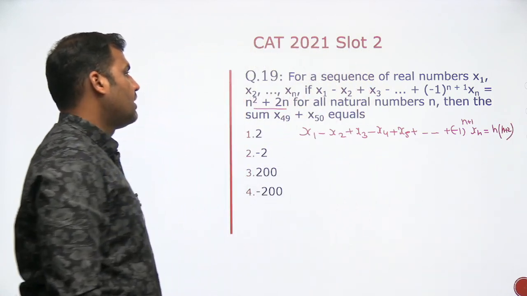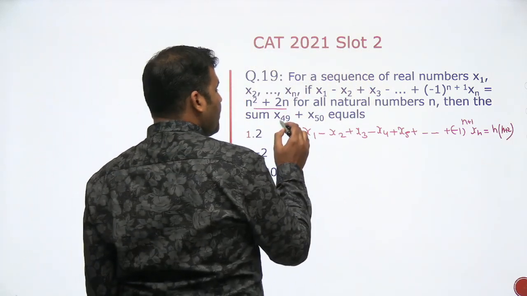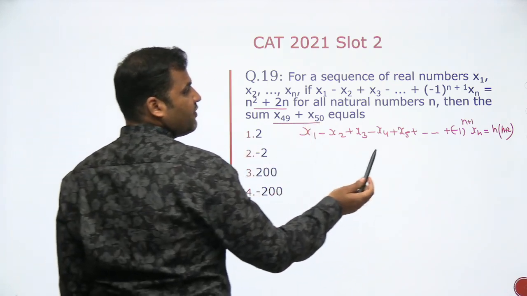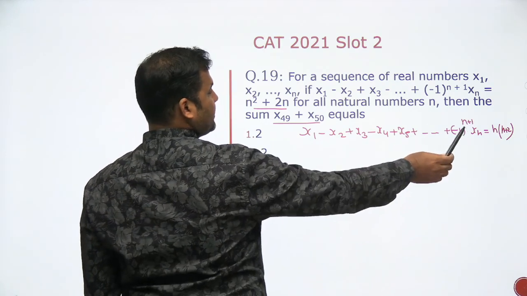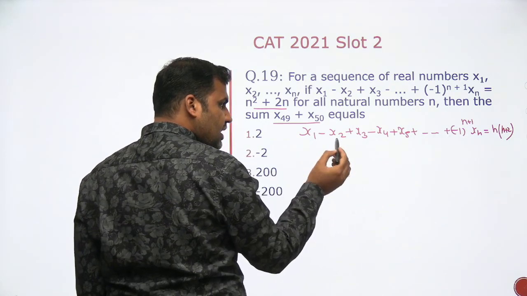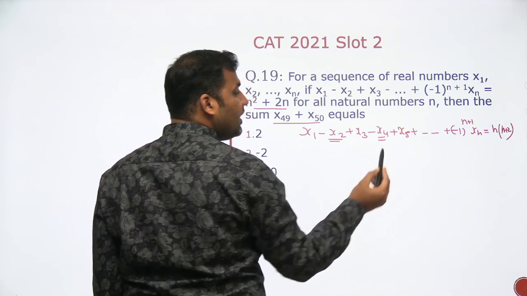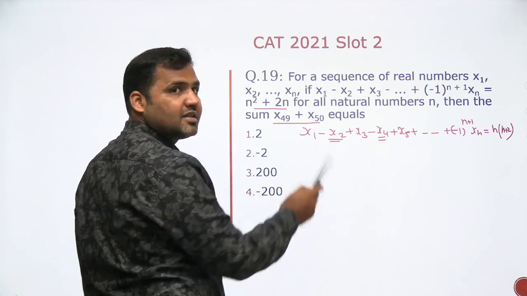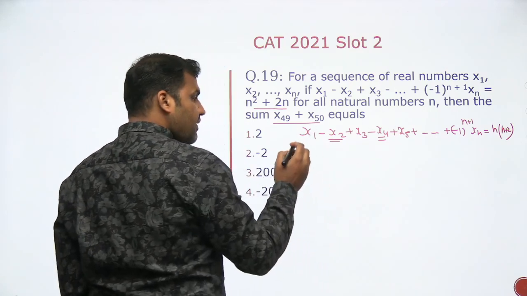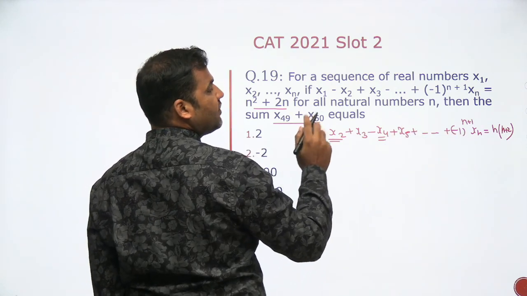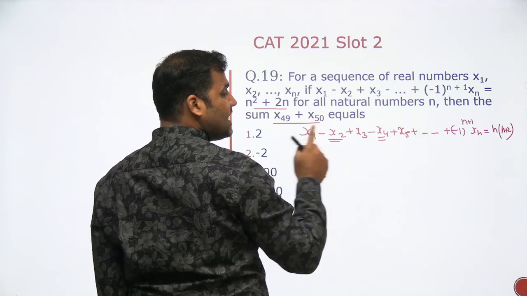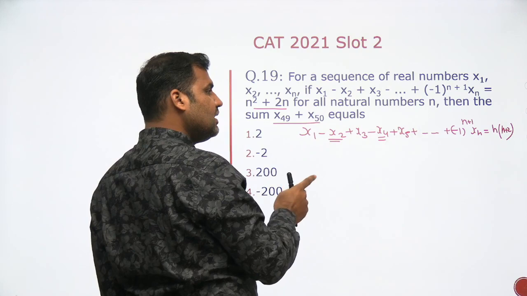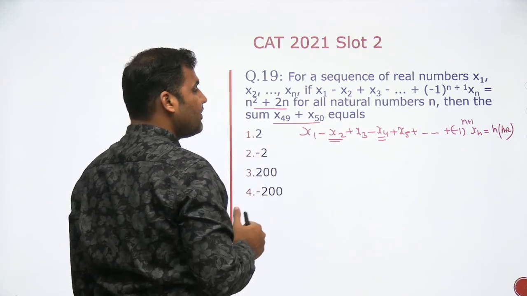Right. Now you see this, guys. What I want to find out is x49 plus x50. Observe this, guys: every even term of the sequence is having a negative sign with it, and every odd term of the sequence is having a positive sign with it. So if I put the value of n as 50, then I will be getting the summation of 50 terms of the sequence with even terms having a negative sign and odd terms having a positive sign.